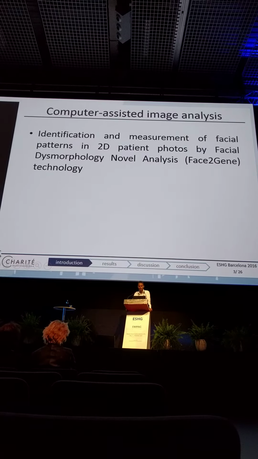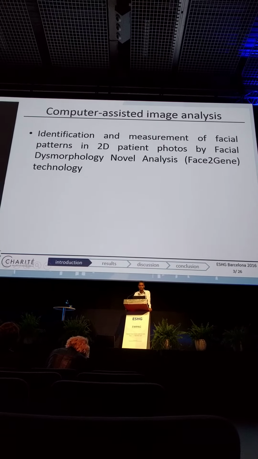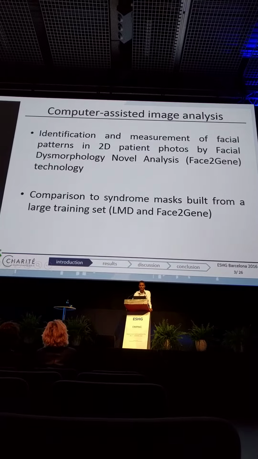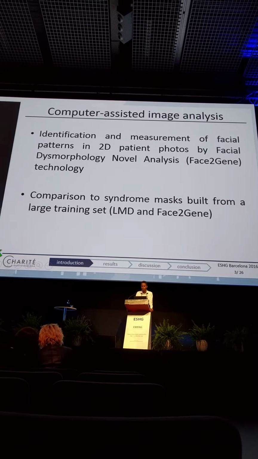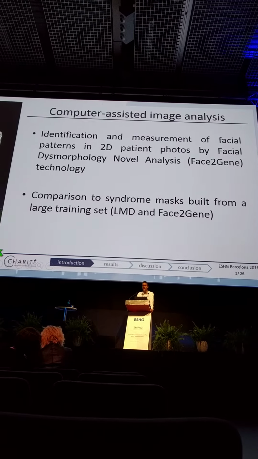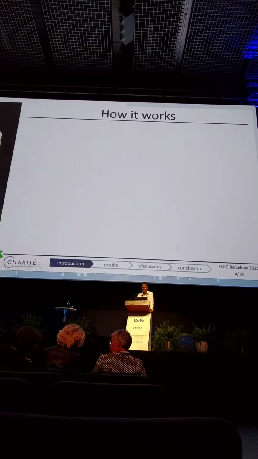The technology, which is called facial dysmorphology novel analysis technology, identifies and measures the patterns in a 2D patient image. It compares those data to the syndrome mask, which is built from a large training set based on the London Dysmorphology database. How do you use the tool?